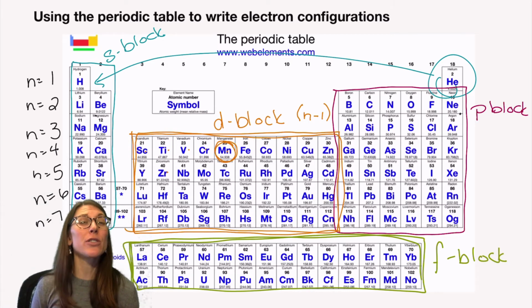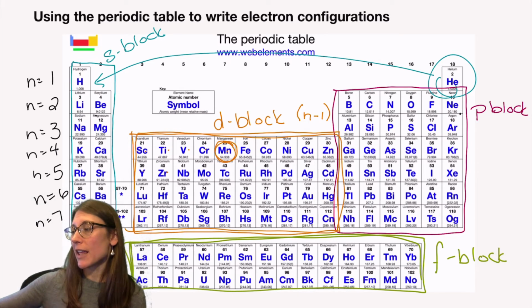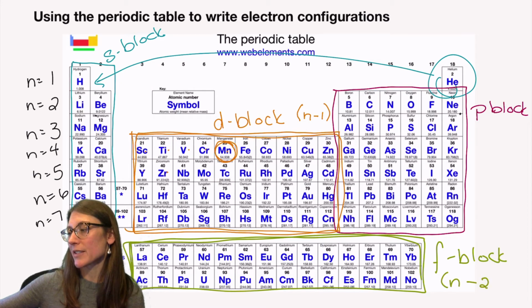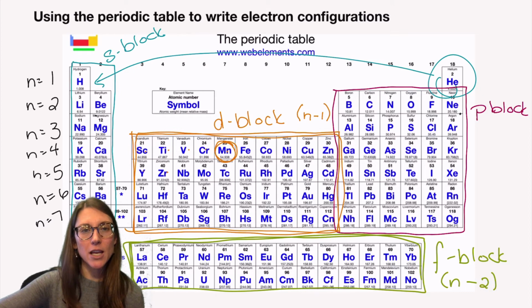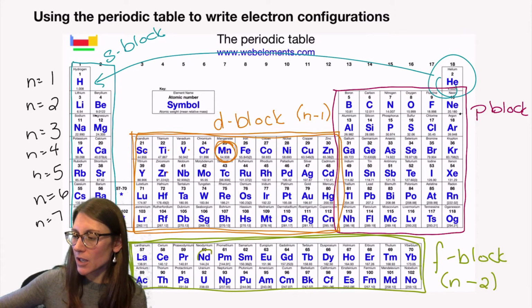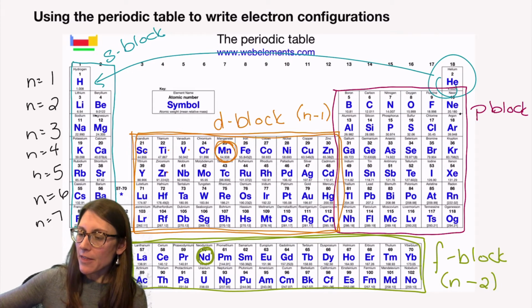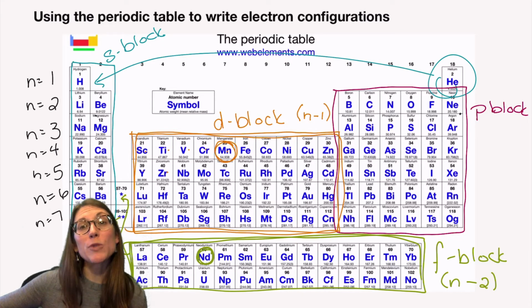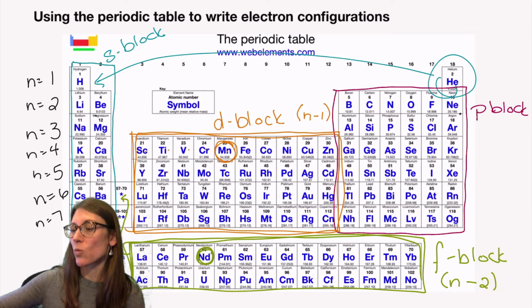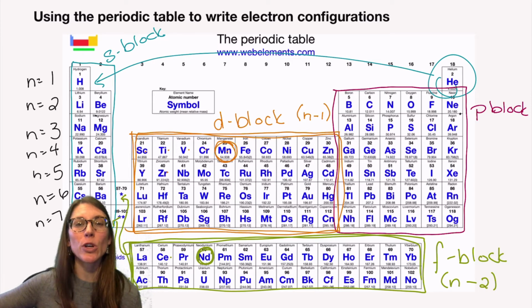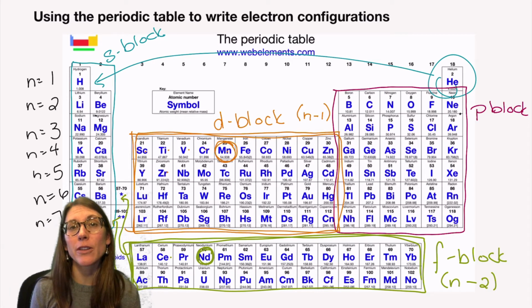And the f orbitals are so far out of order energetically that these are 2 less than the row that they are on. So if I have something like neodymium, which is here, this is on the 6th row. Remember, these guys fit in here. This is on the 6th row, which makes this the 4f, and it's 1, 2, 3, 4 spots over. So neodymium's outer electron configuration is 4f4.